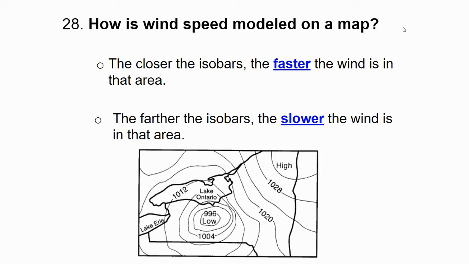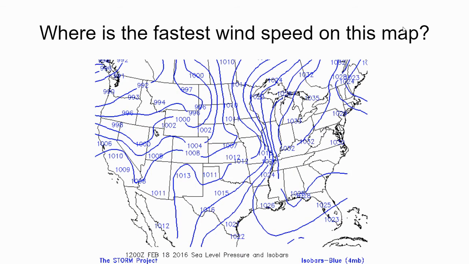And the further the isobars are from each other, that means that the wind is going to be much slower in that area. So, if we look down at our map, this section right here is going to have the absolute fastest wind, because the isobars are very close together. And this section right here is going to have much slower wind speeds because those isobars are much further apart. So let's go ahead and test your skills now. And you tell me, where will the wind be the fastest on this map?